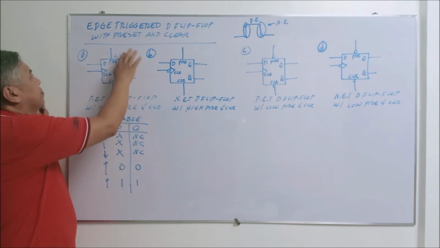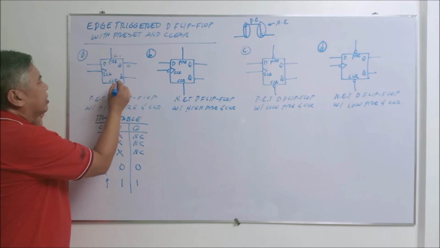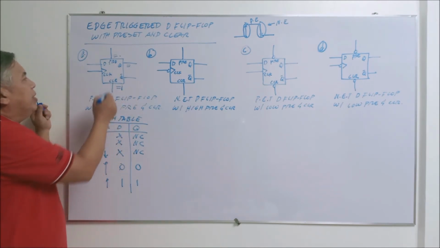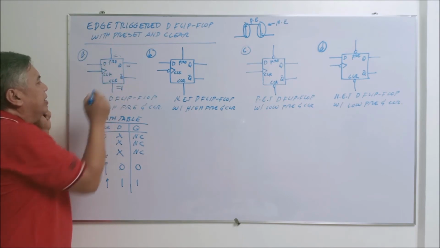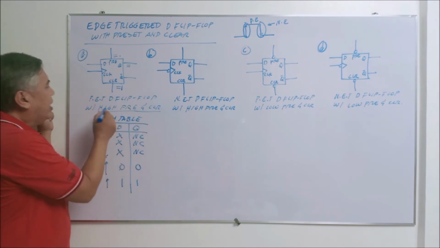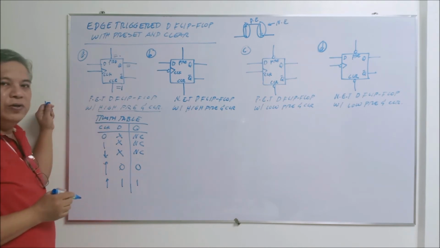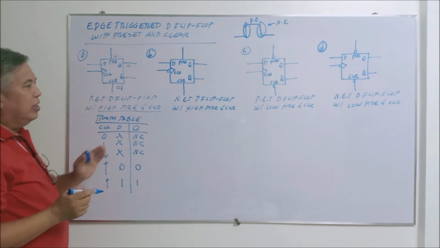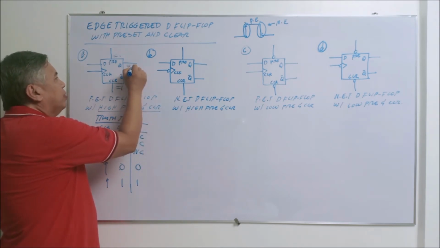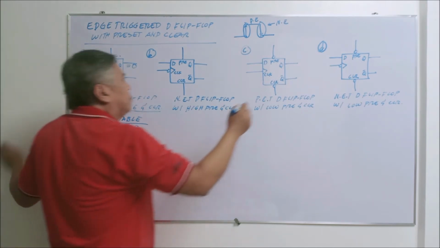Now, however, in this particular symbol, if we will use clear, what will be the value of clear? Clear should be equal to 1 again, because the symbol says it's high preset and clear. Okay? You have high preset and clear. Therefore, clear will also have a value of 1. In this case, if we are using clear, then that means that the initial value of your Q will be 0.